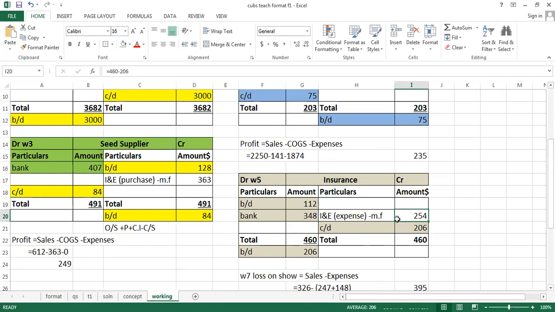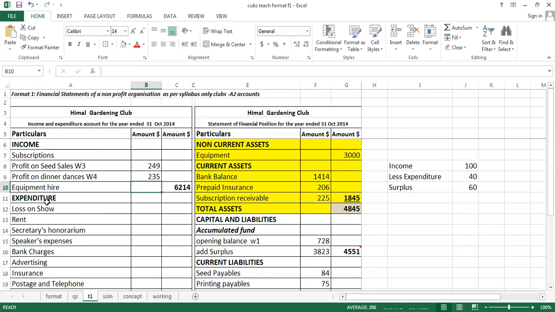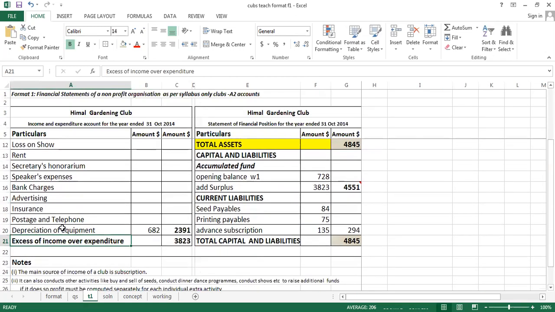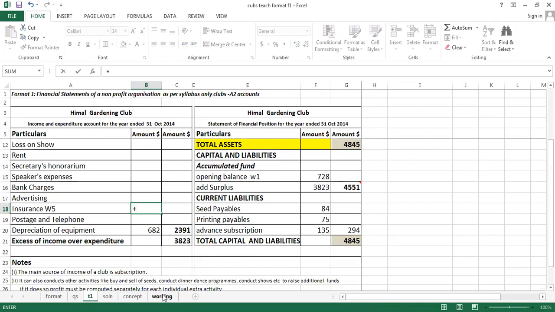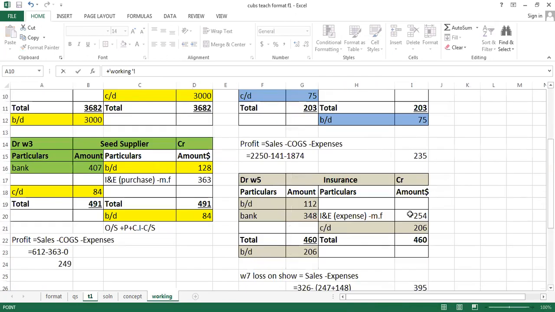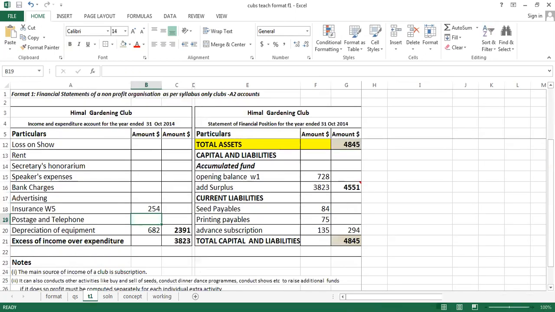Now, we don't sell insurance, so you don't want to have profit or loss for this. So basically what we do for this is we place this amount as expense straight away in the income statement, income and expenditure account. So go down here under the heading of expenditure, you can see insurance here. We write it W5, 105, and then copy the expenses. That is 254. Okay. Back to question.